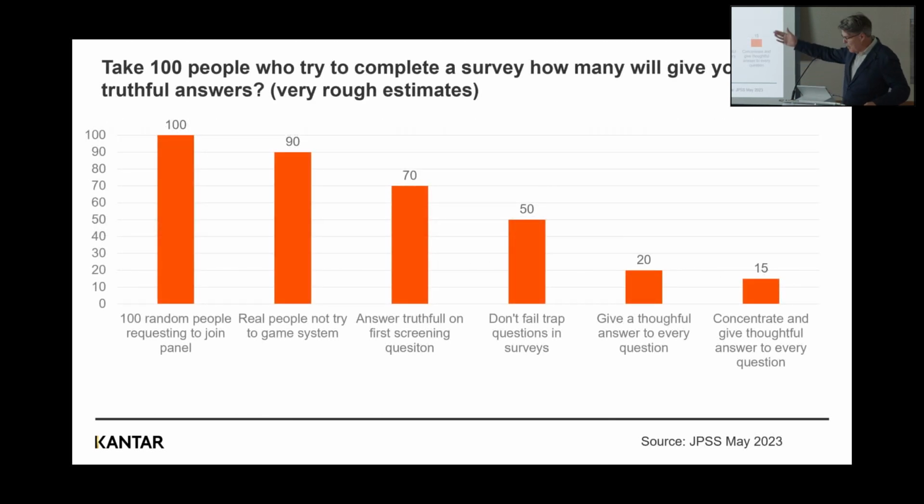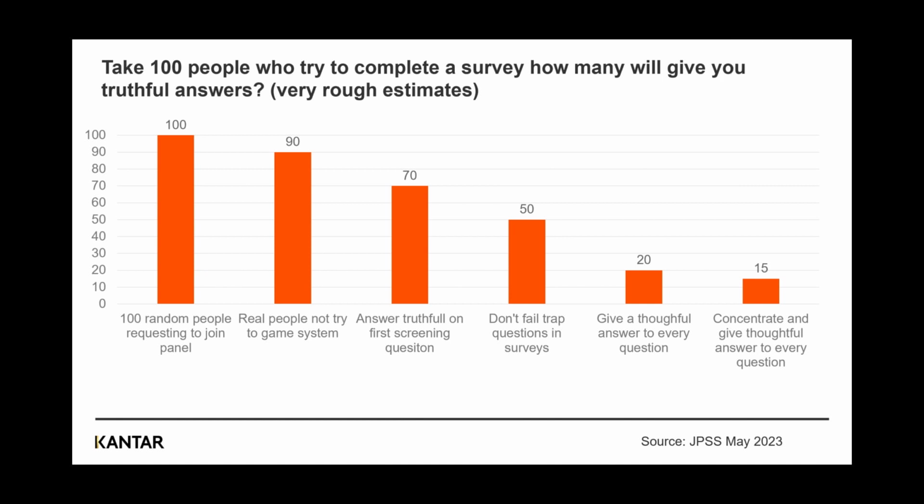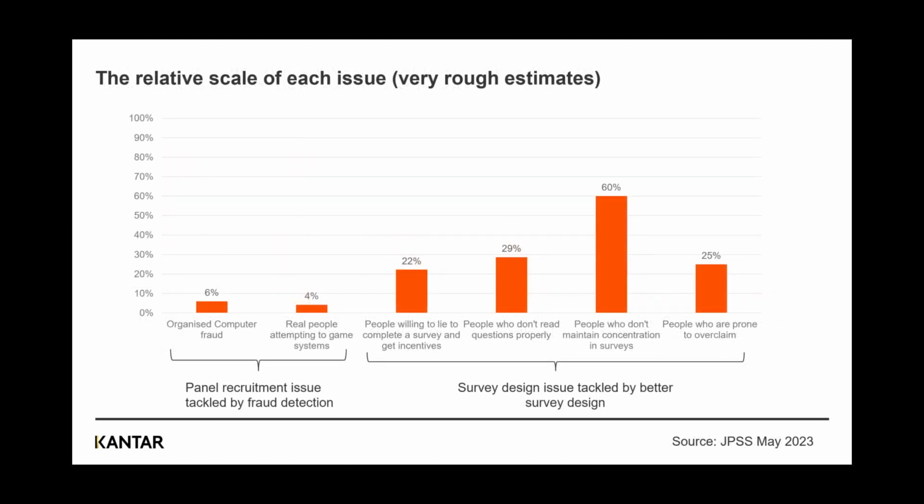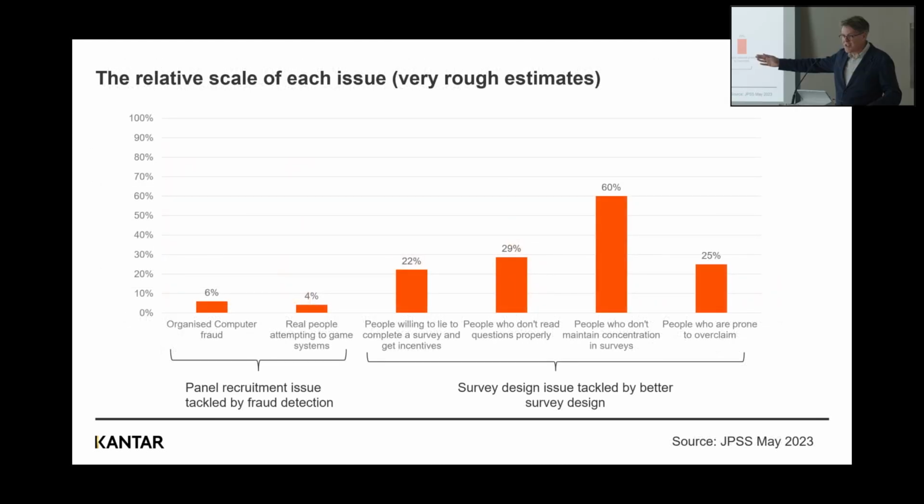I've tried to work out the scale of all these issues. It's difficult. These numbers are basically JPSS, which means I say so, so I just made them up really. But if you take 100 random respondents, 10 of them might be fake, then of the 70 left, you've got a whole lot who fail a trap question, and then who's giving you a thoughtful answer. So I'm trying to work it out. My point is the problem's not really fraud, it's nearly all survey design for our industry.